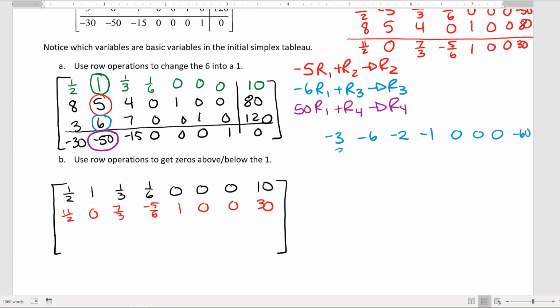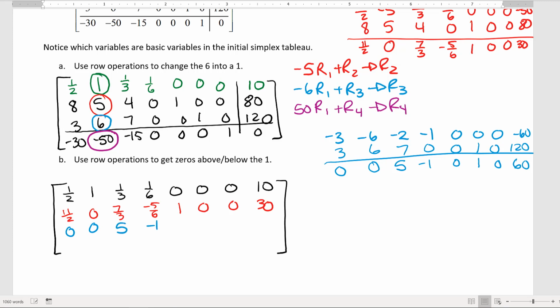All right, and now I'm going to put row 3 right below it. Just be careful so that you're not making any mistakes here. So when I add down, I get 0, 0. 7 minus 2 is 5. Negative 1 plus 0 is negative 1. 0 plus 0 is 0. 0 plus 1 is 1. 0 plus 0 is 0. And negative 60 plus 120 is 60. And so that row 3 is going to go back in my matrix.